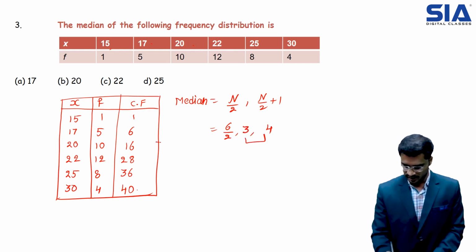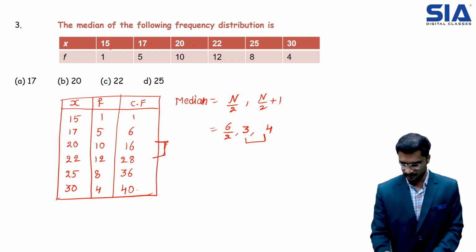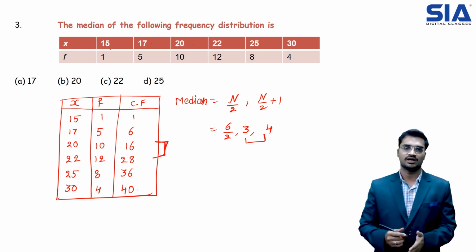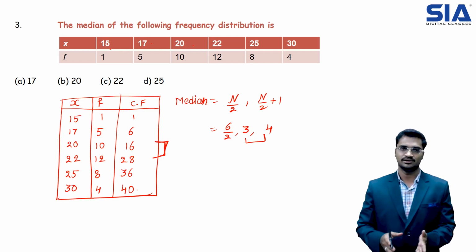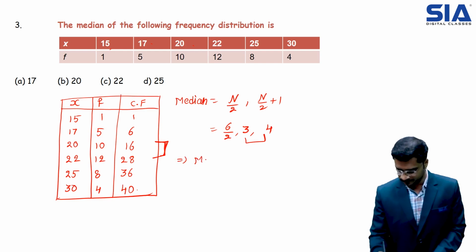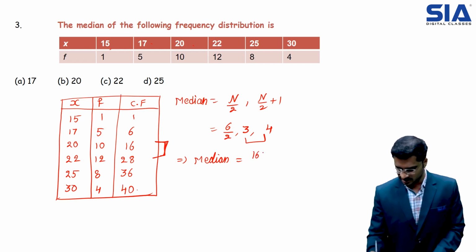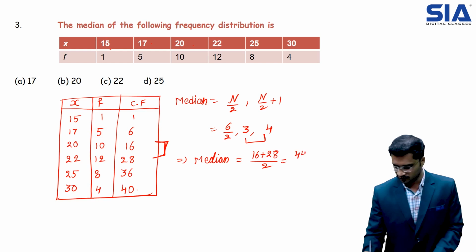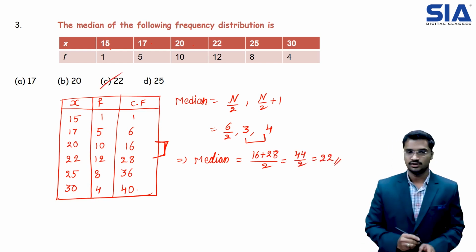So here there are two numbers coming as a median. Now whenever we are getting two numbers as the median, what we have to do is take the average of those two. So our median is nothing but (16 + 28) / 2, which is 44 / 2. So our median is 22. So our answer is 22.